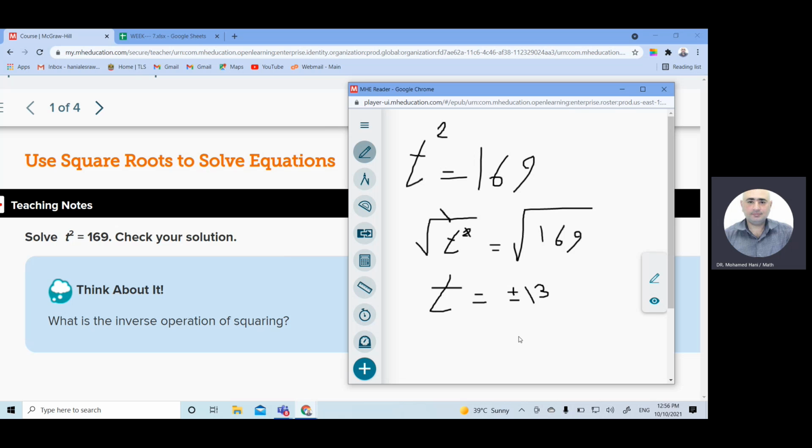So this is the last idea for today. Tomorrow, inshallah, we will continue. Yes, this sign means we have two values, minus 13 and plus 13. Okay? Finished for today.